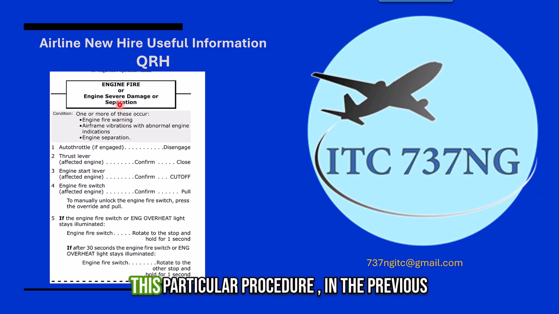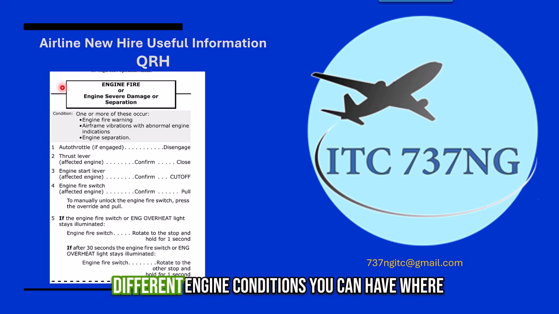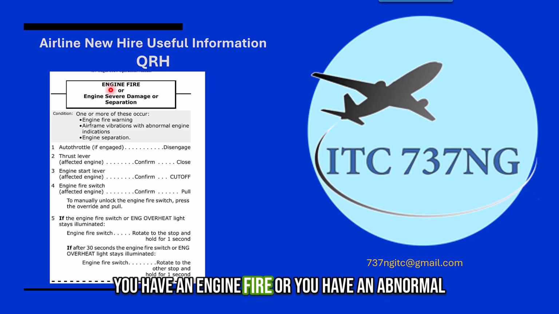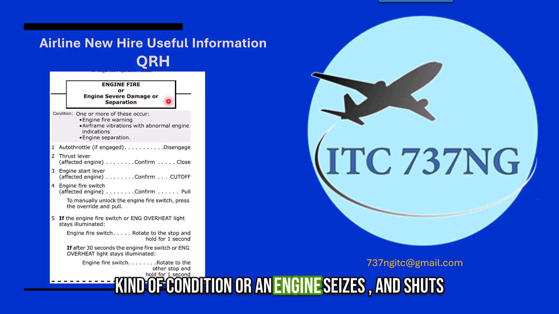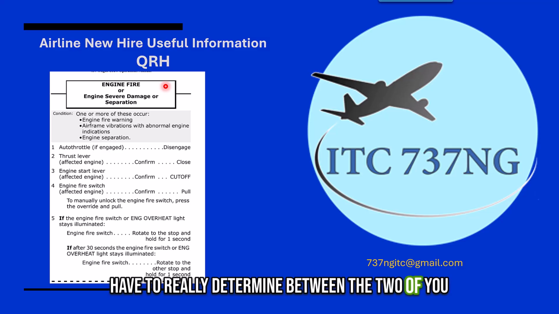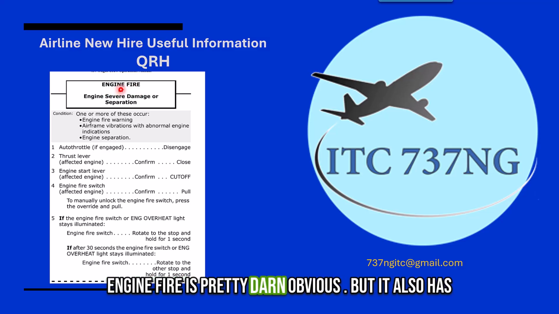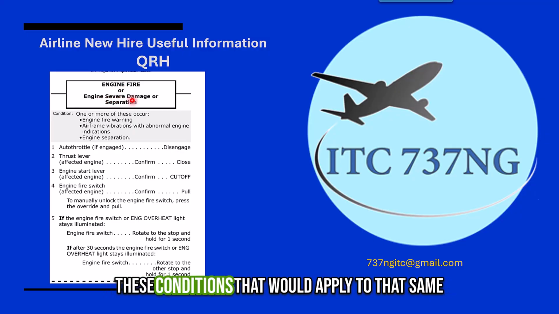I touched on this particular procedure in the previous session, but here's a procedure where, with an engine, there are a number of different engine conditions you can have. You have an engine fire, or an abnormal condition, or an engine seizes and shuts down, or maybe it's just a failure. You're going to have to really determine between the two of you what kind of condition you have. In this case, an engine fire is pretty darn obvious, but it also has these conditions that would apply to that same procedure.